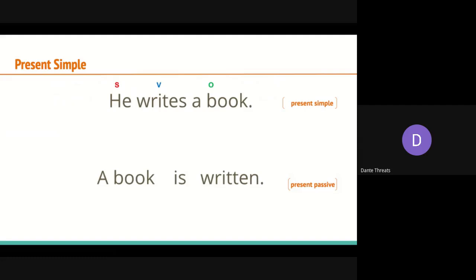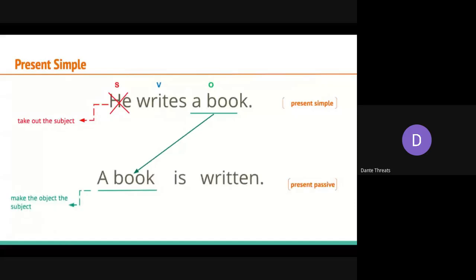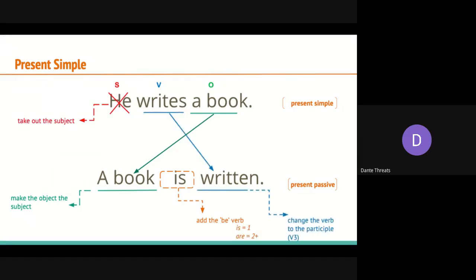A book is written. All right, so to change the active into a passive, first we will take out the subject. All right, then we will make the object the subject. Next, we will add the be verb. And then we will change the verb to the participle, all right, or the verb 3. Okay.